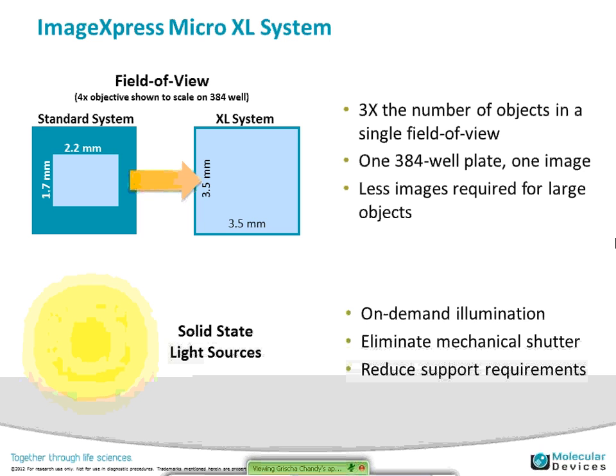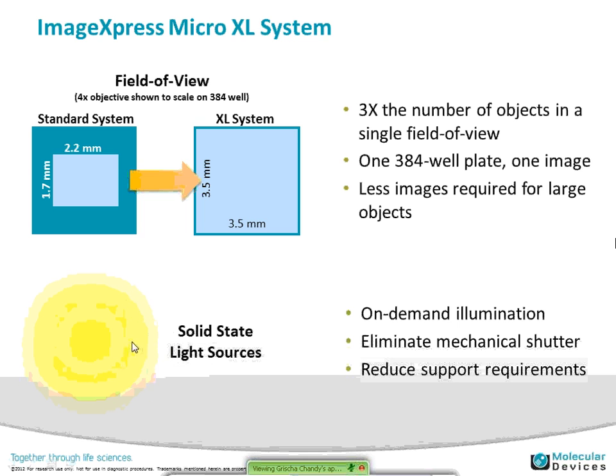So a little bit about the wide field system, the ImageXpress Micro. The new system, the ImageXpress Micro XL, was an improvement on our sort of workhorse, the ImageXpress Micro. The improvements are a larger field of view, and what you see here is the 4x objective field of view imposed on a 384 well, and this will be from a standard imaging system. And with the XL, you can capture that whole 384 well in one image. So what that does is drive down the number of objects in a single field of view so that you can get the statistics you need. Alternatively, if you need to do some low-resolution imaging, you can capture that one 384 well with one image with a 4x objective, which I've shown here. And when you have large objects like neurites, you can also collect fewer images to get the data you need.